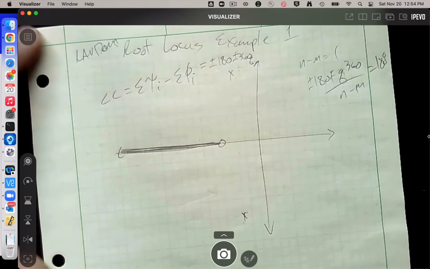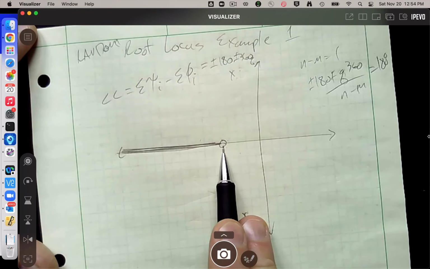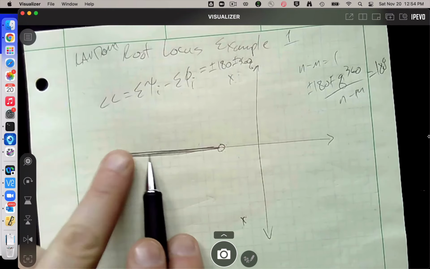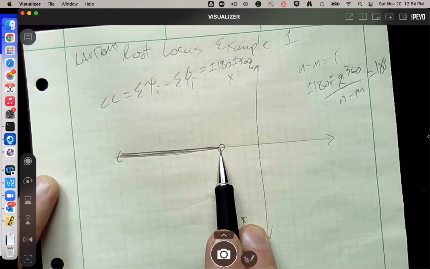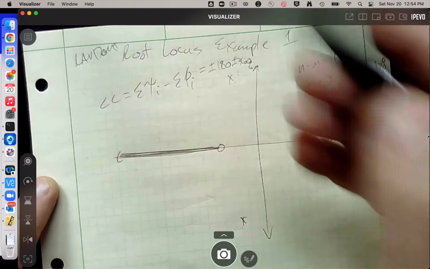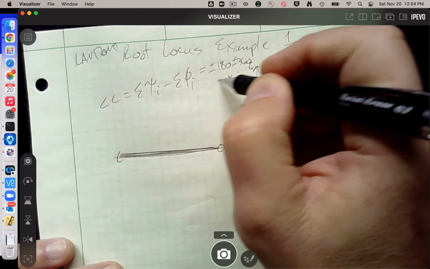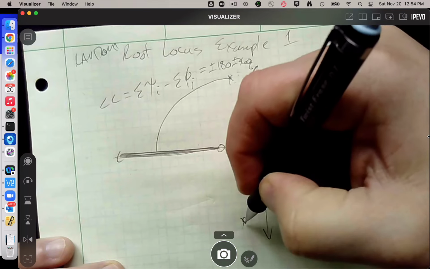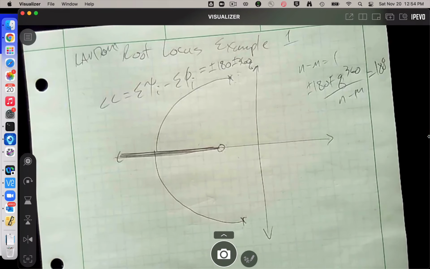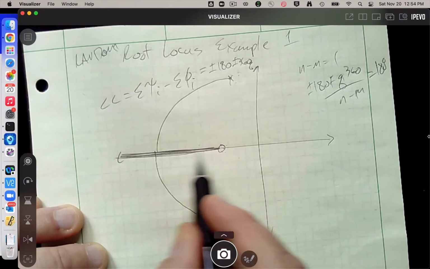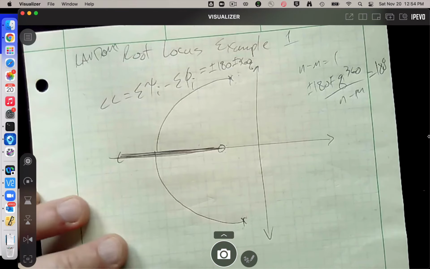Well, that makes sense. This is my asymptote. Now, this is an ending point, and infinity is an ending point. So I must have a break-in point somewhere on this line. The branches of my root locus are going to start at my poles. They've got to come somewhere over here to where they're going to break in, and then one of them is going to head this way and one of them is going to head that way.